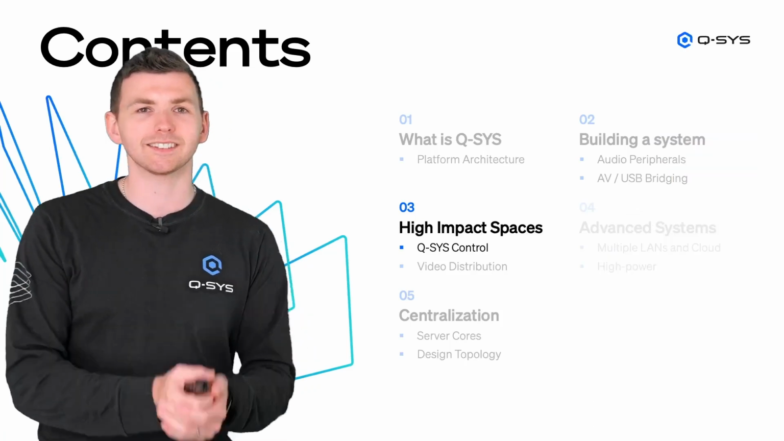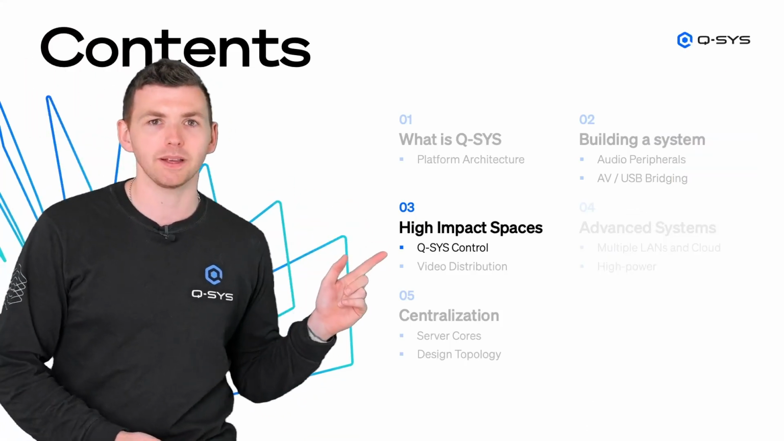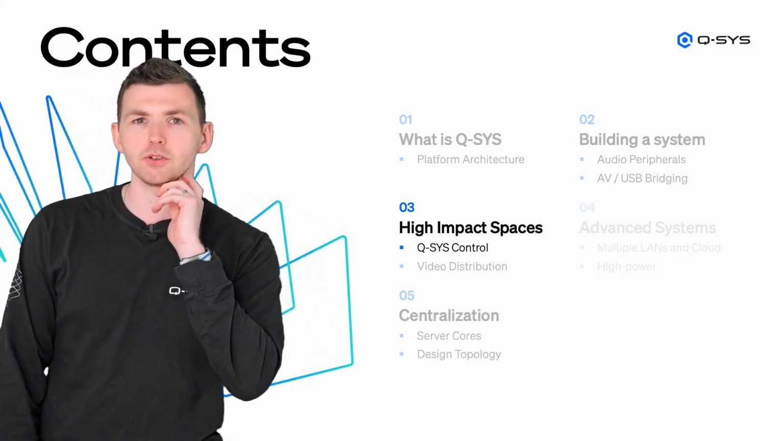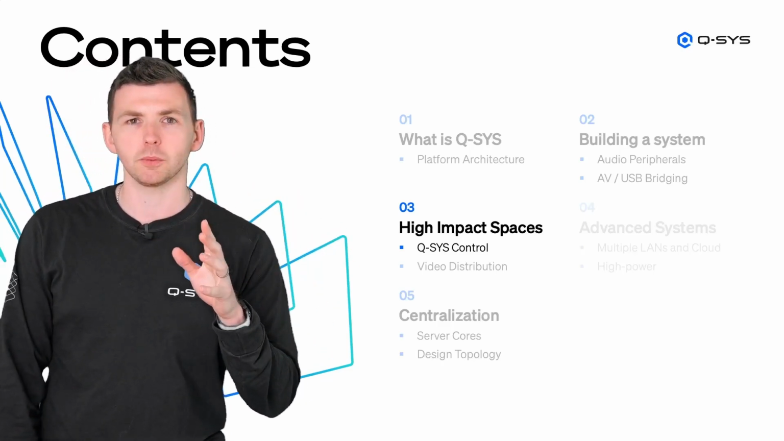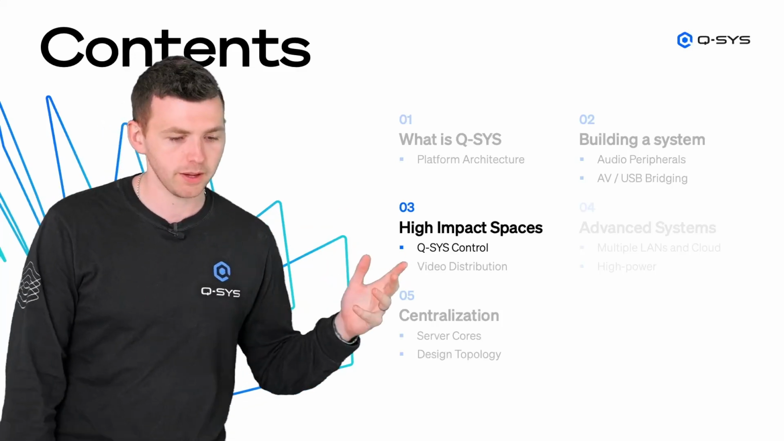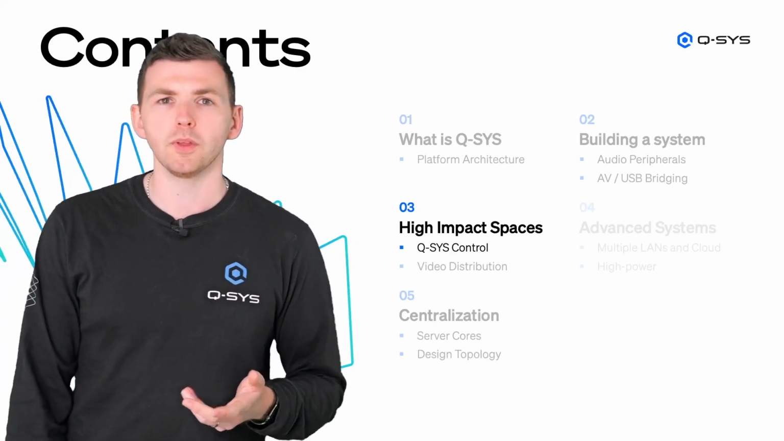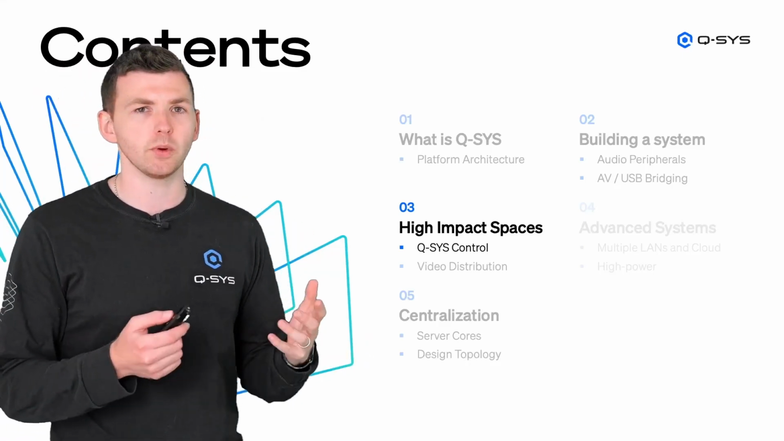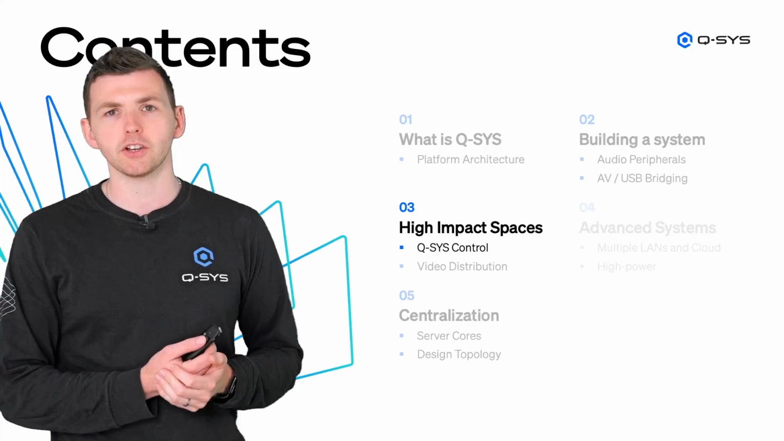All right, we're back and it's time to talk about high impact spaces. Now here, we're going to focus on control and also video distribution, but we're going to learn about a few other topics as well. Now, a high impact space, that could be something like a divisible room or a lecture theatre or a multifunctional auditorium if we're dealing with a corporate AV space. So we're going to check some of those out.